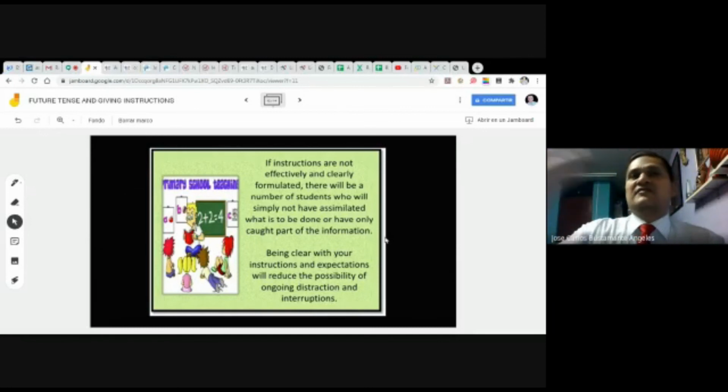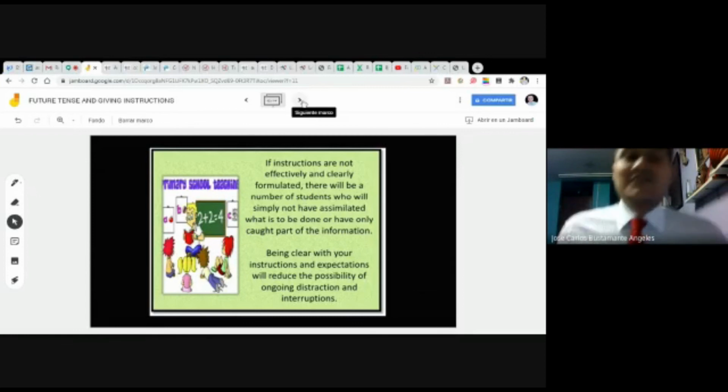Of course, if you give instructions clearly and effectively, your students, and also you, because you are a student, are not going to have the possibility of ongoing distractions like "oh my god, what?" No, because you've got instructions and you know what to do, and you're not going to interrupt the teacher because you know what to do. The instructions are very clear. So you will not be unkind like "oh my god, what do I have to do?" In that case, because you were given the instructions correctly and directly, there is no possibility of ongoing distractions and interruptions. And you know why? Because the teacher gave you the right and precise instructions.